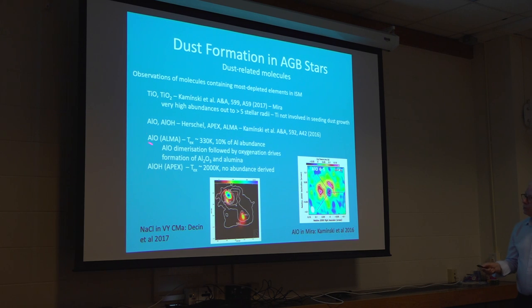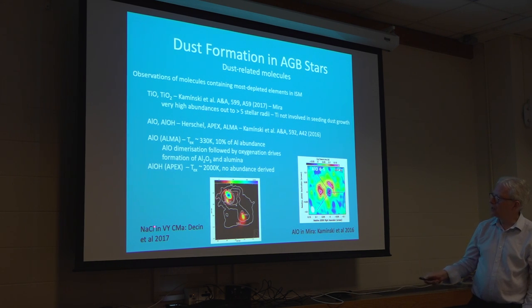You also see, when you look with ALMA in particular, that the gas is very clumpy. So this is AlO, aluminium oxide, in Mira. There are clumps of emission. There is also absorption: aluminium oxide is present here, but it's absorbing against the stellar continuum in this region. So this is very clumpy, again on scales of about 1 arc second or so, so a few stellar radii.